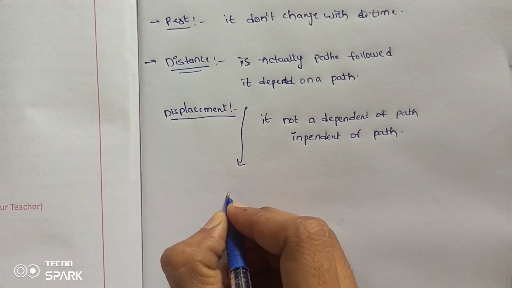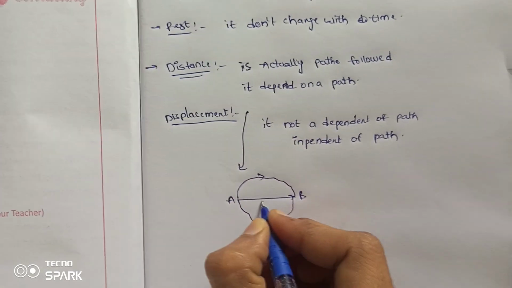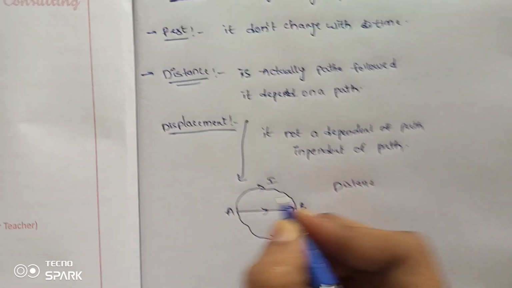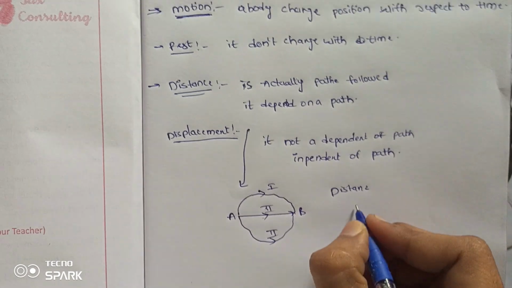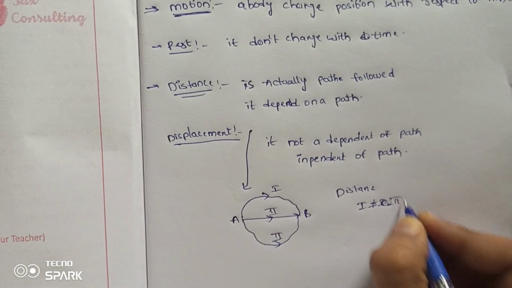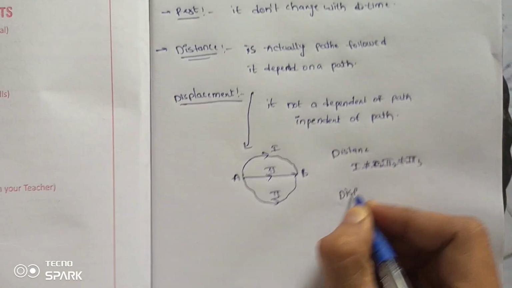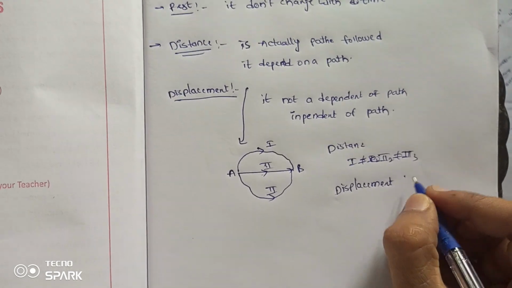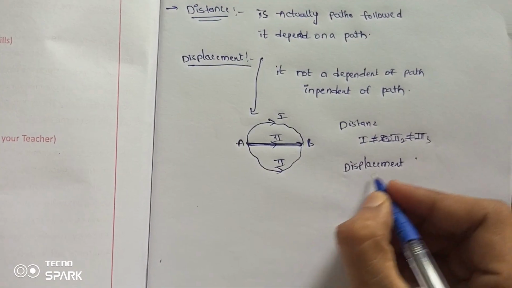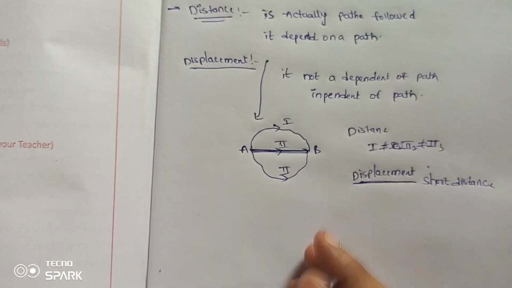The explanation is this: a man travels from A to B by different paths. The distance for path 1, path 2, and path 3 is different, path 1 not equal to path 2 not equal to path 3. But displacement is only the shortest distance between A and B. That is displacement.